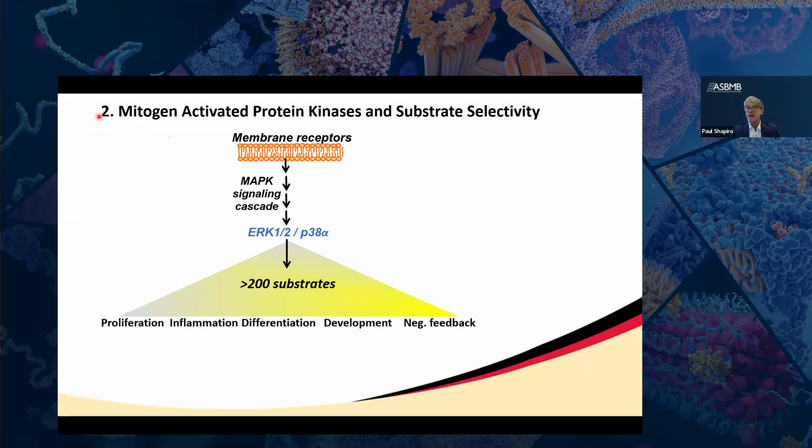So just let me go to the next part of my talk, which is basically how these kinases recognize substrates. And so just as a review, we have the membrane and the receptors that feed into these signaling pathways, and focusing again on the ERKs and the P38s, these kinases can have hundreds of different substrates. And those substrates can do a number of things. They can regulate proliferation, inflammation, differentiation, etc. Importantly, they also have negative feedback mechanisms that are involved in shutting off the pathway to maintain a balance between turning the signal on and turning the signal off.